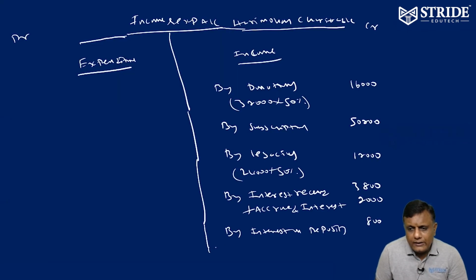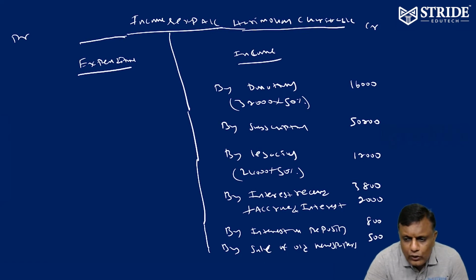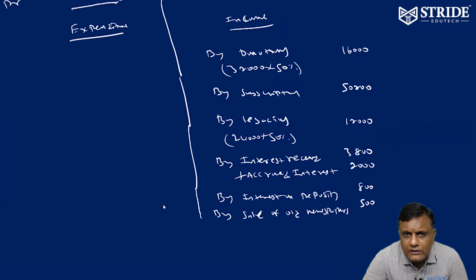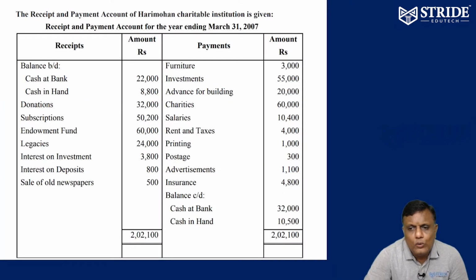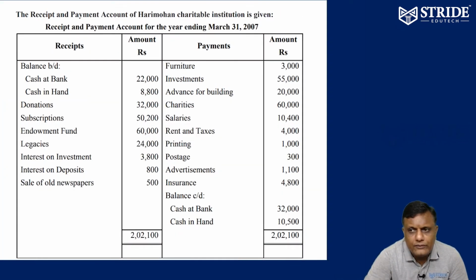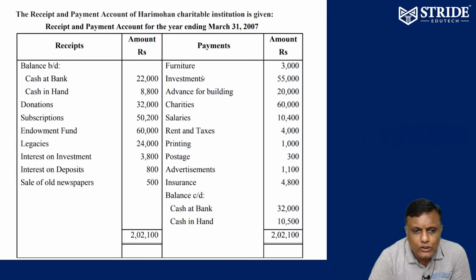Okay. So sale of old newspaper. Now how much? 500. Sale of old newspaper is 500. So far the receipt side is over. Come back to the payment side.